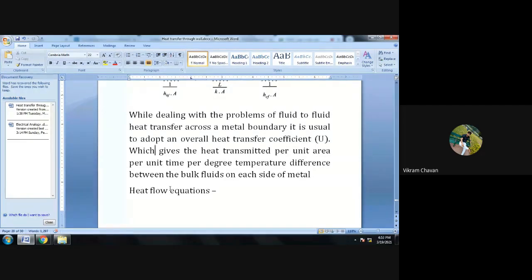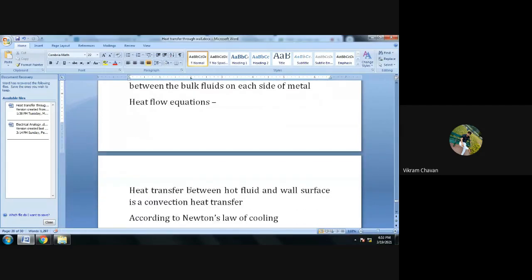Then next, heat flow equations. Okay, so first, heat transfer from hot fluid to the wall surface. Write down: heat transfer between hot fluid and wall surface is a convection heat transfer.